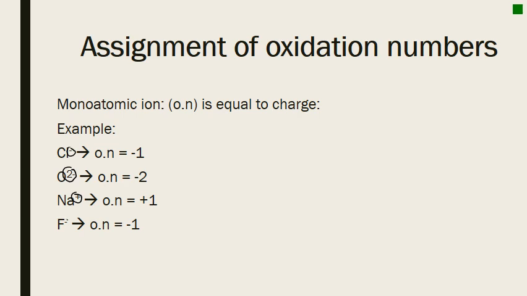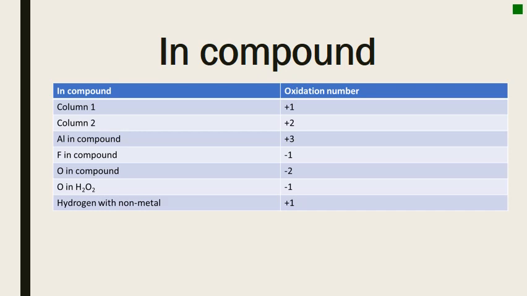F has a charge of minus, so the oxidation number of F is -1. So then we have the oxidation numbers when atoms are in compounds. All elements in column 1 have an oxidation number of +1. All elements in column 2 have an oxidation number of +2. Al in compound is always +3.